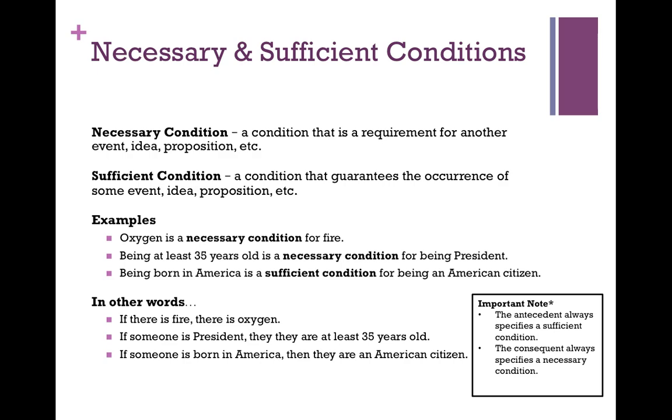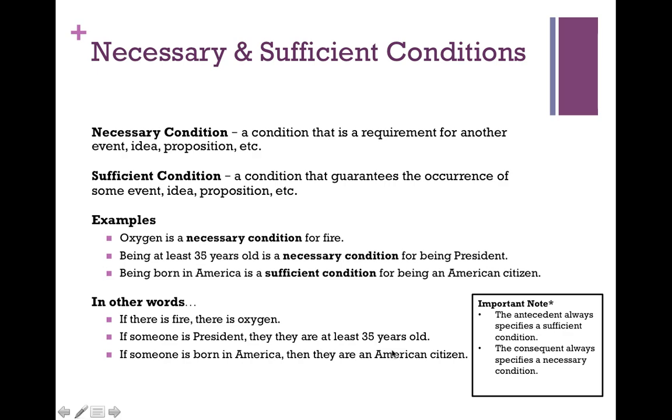A necessary condition doesn't specify all the requirements for the antecedent, because there are other requirements. Like in this statement I have right here, if there's fire, there's oxygen. This is just telling us one requirement for there to be fire. You also have to have fuel. That's another necessary condition. You have to have a spark. That's another necessary condition. So don't think that whatever comes in the consequent is ever a guarantee. It's only what comes in the antecedent that is a guarantee of the consequent.